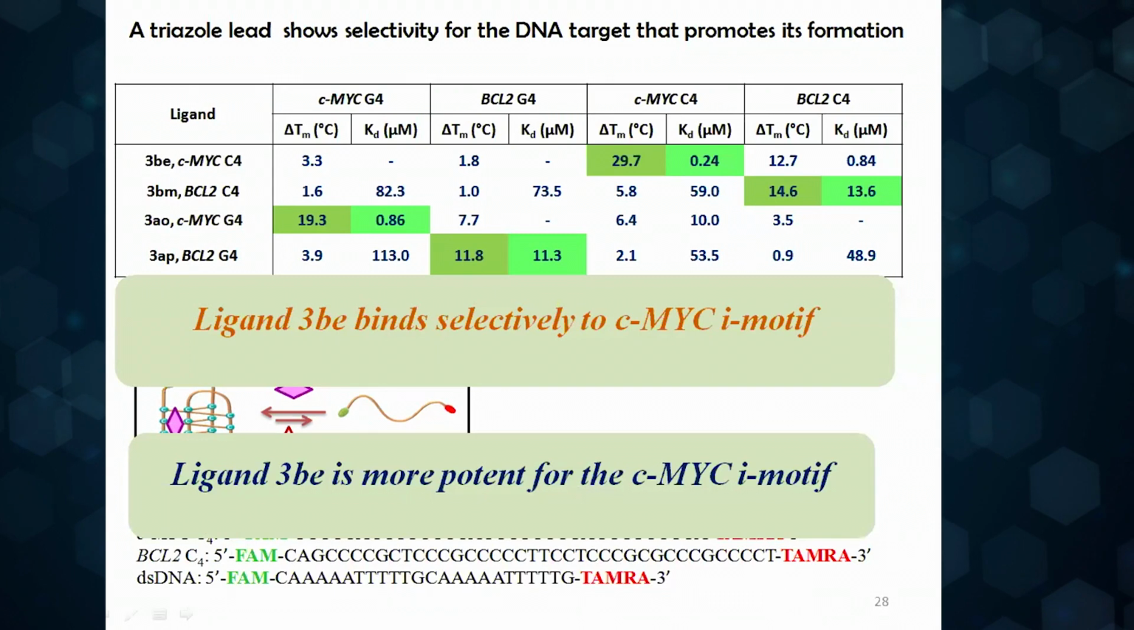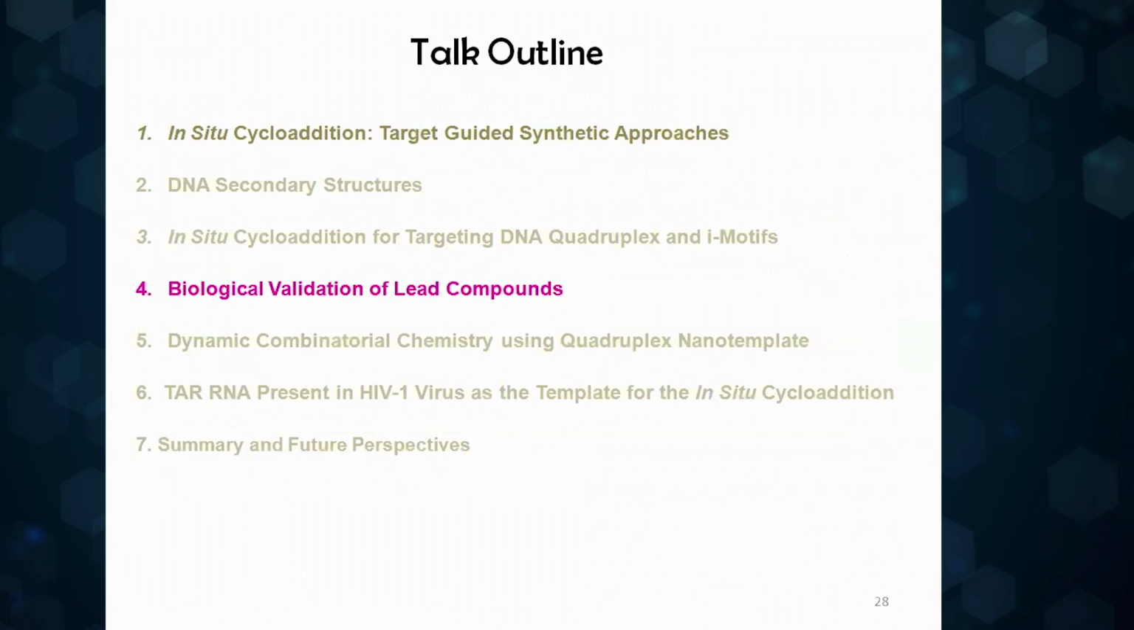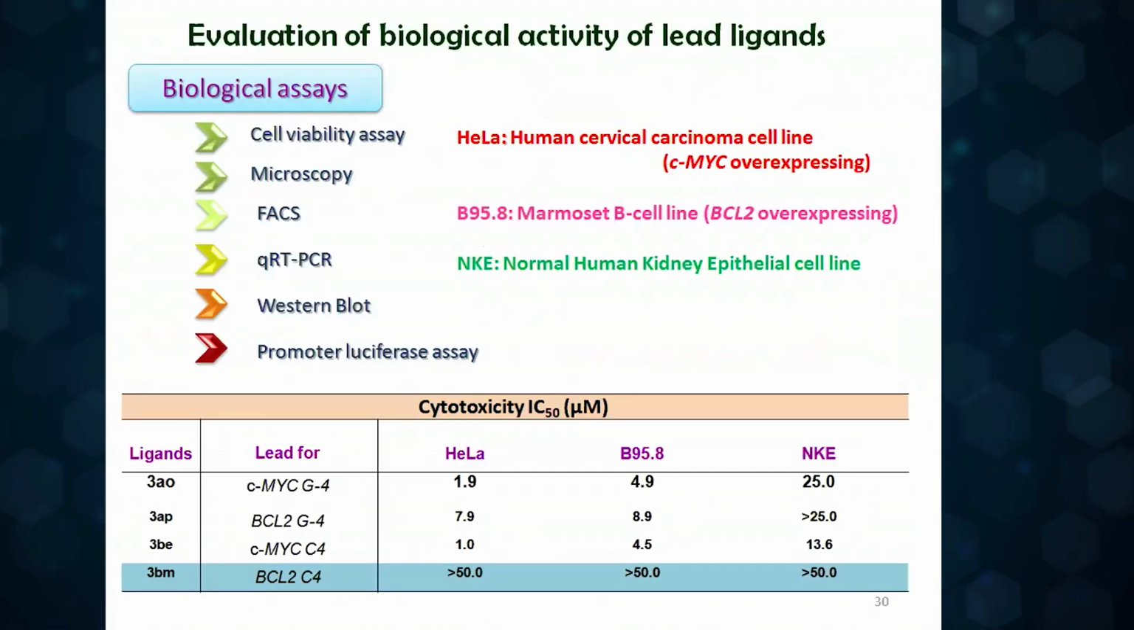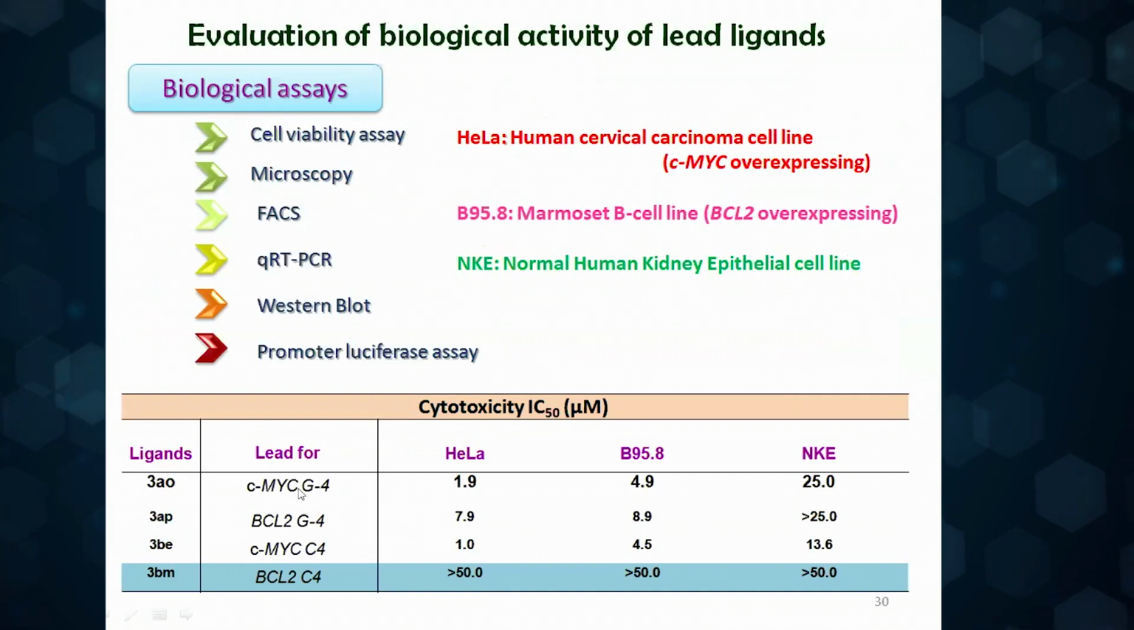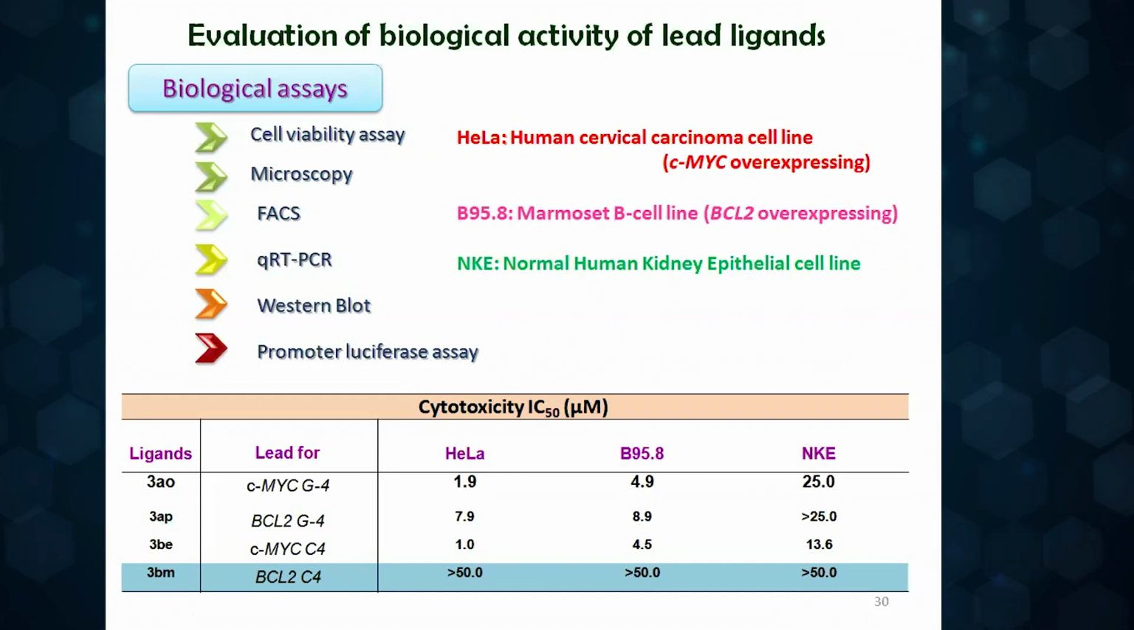So having assessed the biophysical evaluation of these compounds with the DNA quadruplexes and I-motifs, we studied the effect of these ligands in the cellular system. We studied different assays. First, we examined the cytotoxicity of these compounds in cancer cells, and what we observed is that the lead compounds for c-MYC quadruplex, BCL2 quadruplex, and c-MYC I-motif can inhibit growth of cancer cells while showing minimal cytotoxicity for the normal cells.